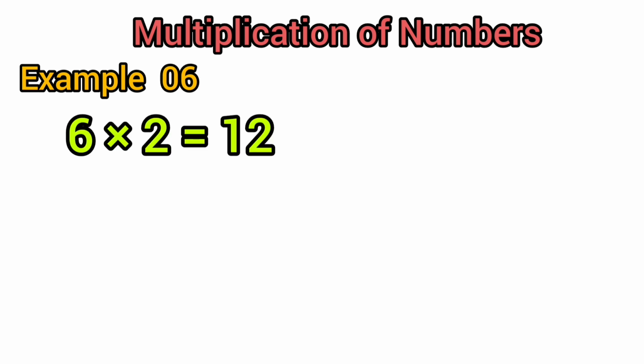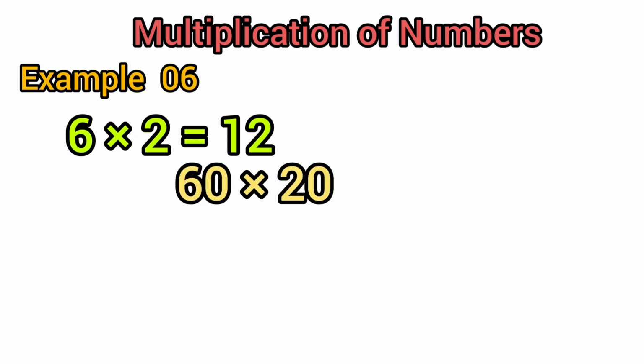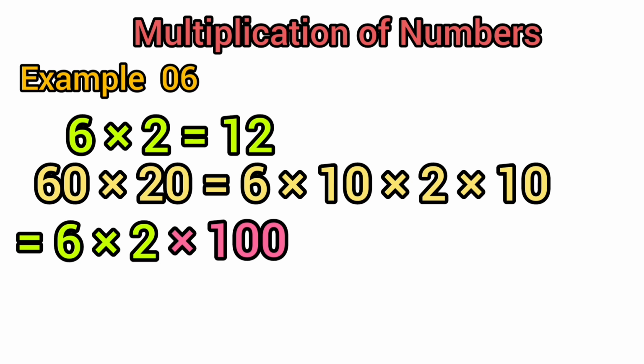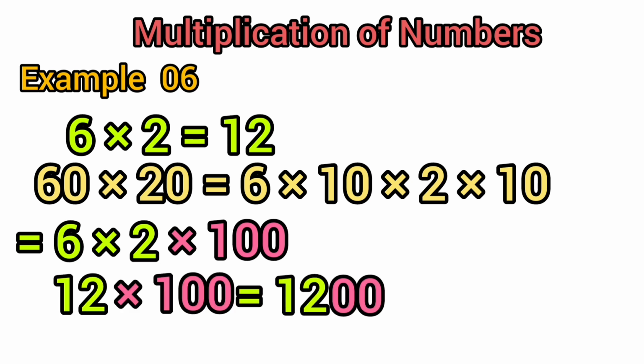Next example, 60 times 20. 60 means 6 times 10. 20 means 2 times 10. So this can be written as 6 times 10 times 2 times 10. 10 times 10 is equal to 100. So 6 times 2 times 100. We know 6 times 2 is 12. 12 times 100 is equal to 1200. Writing 2 zeros at the end of the original number.